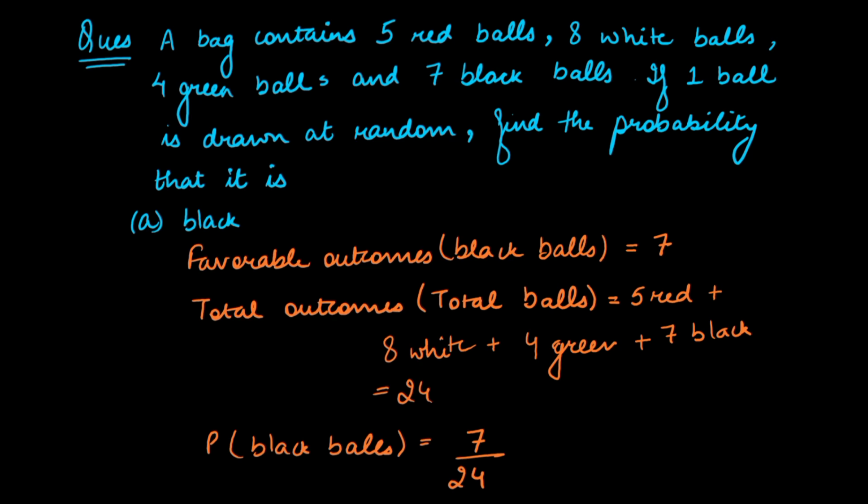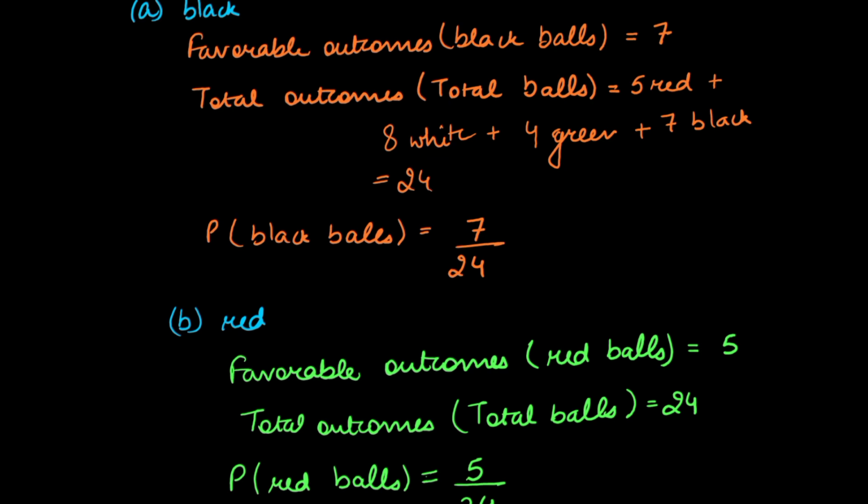And now the favorable outcomes. For the favorable outcome, we need a black ball. How many black balls? 7 black balls. So the probability is 7, number of favorable outcomes, divided by 24, total number of possible outcomes, that is 7 by 24.